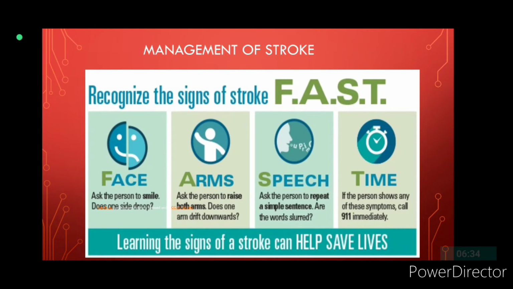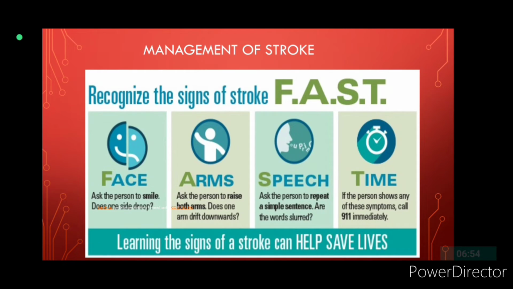Management of stroke. Recognize the signs of stroke. FAST. Face: ask the person to smile. Does one side droop?